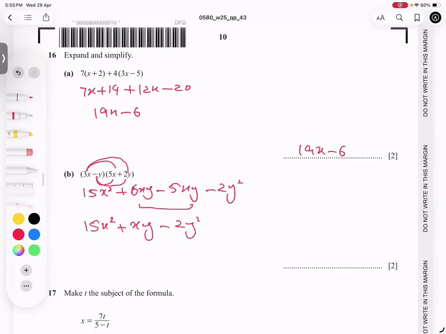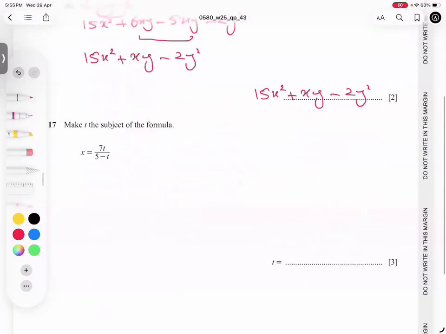Okay, and now let's go for the next. This question is a T subject question. The problem is there are two T's, and you can't cancel like this. Some students try to cancel because there is a negative sign in the middle. So first of all, x times 2, 5 minus t and 7t.